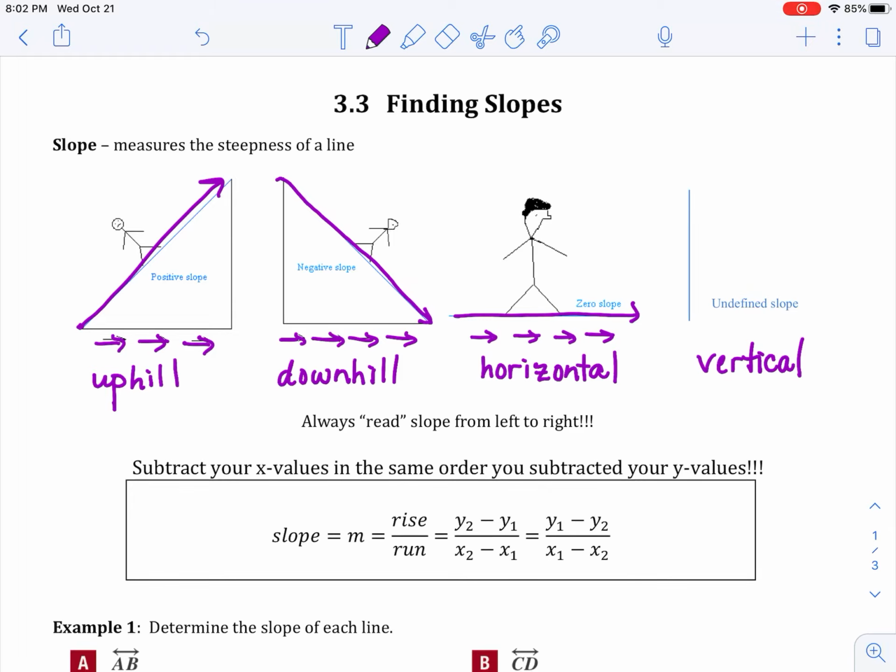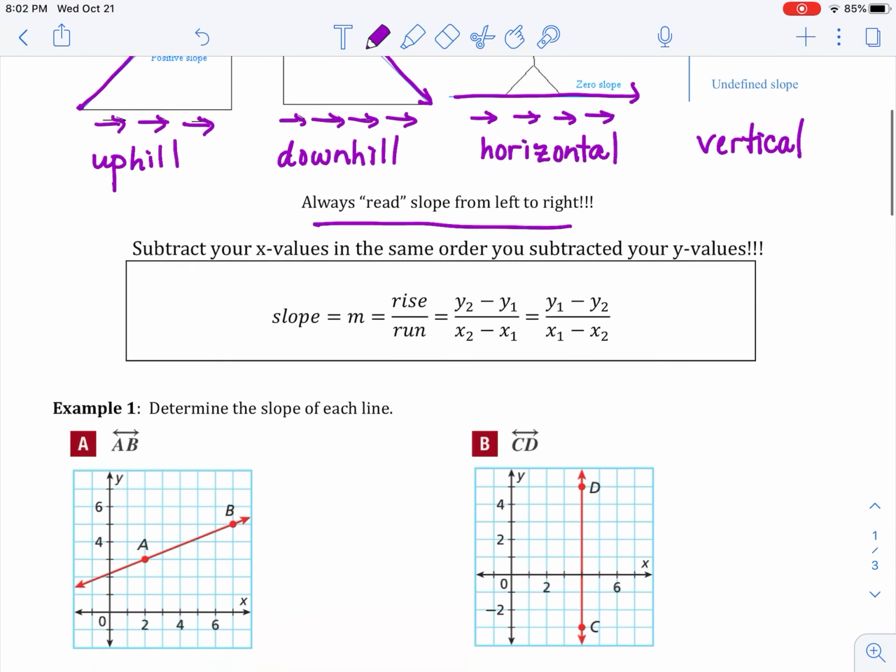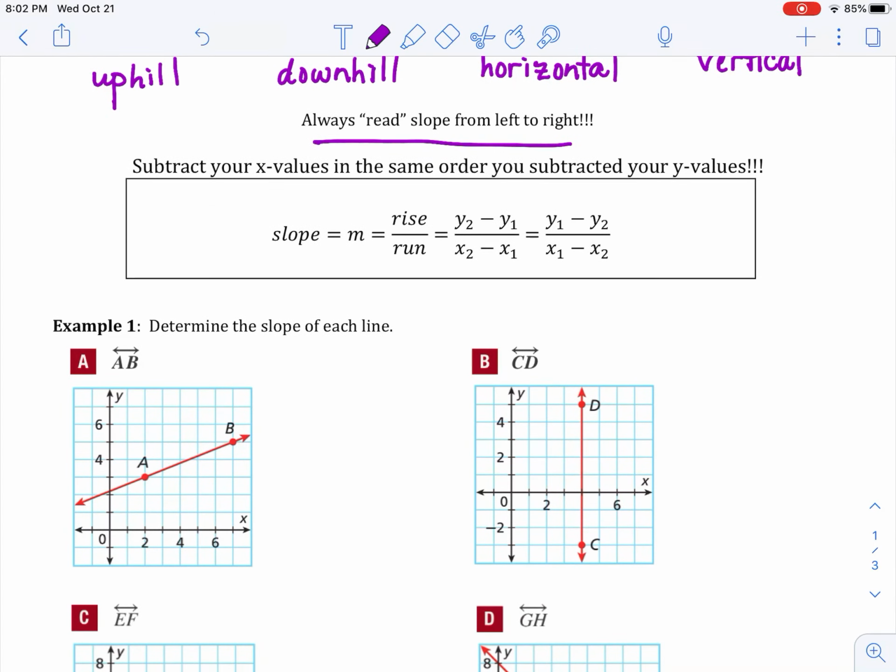Underneath it said always read your slope from left to right. So again, that's what those little arrows were about. That's how we should interpret our slope, from left to right. And there's a slope formula that you learned in algebra. It's y2 minus y1 over x2 minus x1. Not sure if you remember that, but that is a formula that you learned.